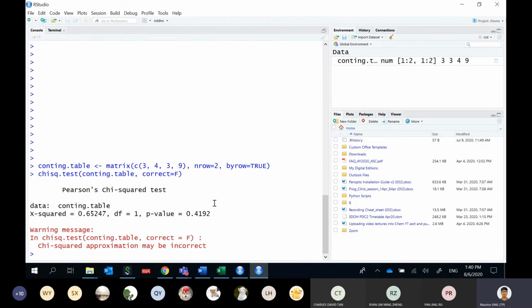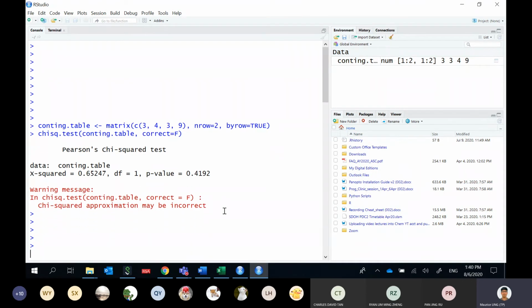Now, if you do the regular chi-square statistic, it will give you a warning message, saying that the approximation may not be accurate, may be incorrect, because the sample counts are too small. You try this, do you get these values? Or do you get the same output? If you get the same output, then raise your hands.